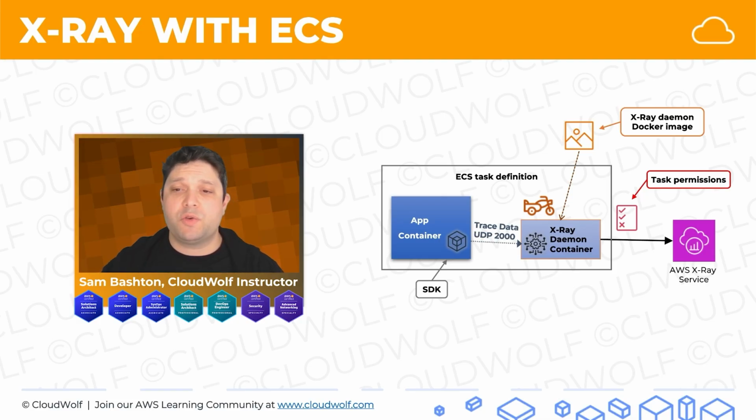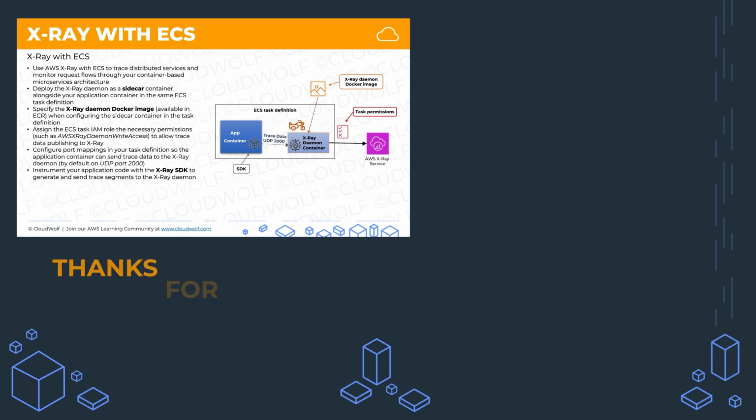We obviously need to make sure that there's appropriate permissions because the sidecar container runs within the same task definition. We need to have the task permissions appropriately set so that the daemon container can send that tracing data onto the X-Ray service. Here are some notes on all that.